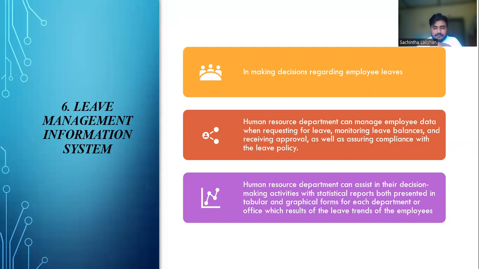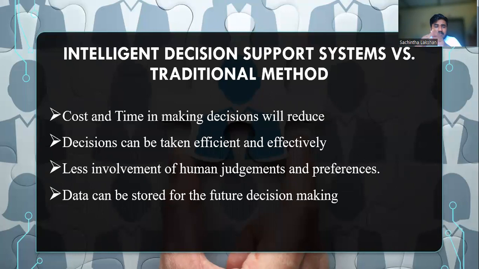So when we consider intelligent decision support systems as a traditional method, with the use of intelligent decision support systems, organizations will gain plenty of benefits. Some of the few points taken into this presentation are, the first one, the cost and time in making decisions will be reduced. So it is a great benefit for a company in minimizing their cost. And also the decisions can be taken efficiently and effectively.